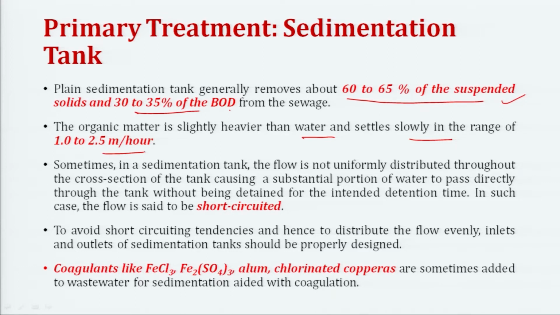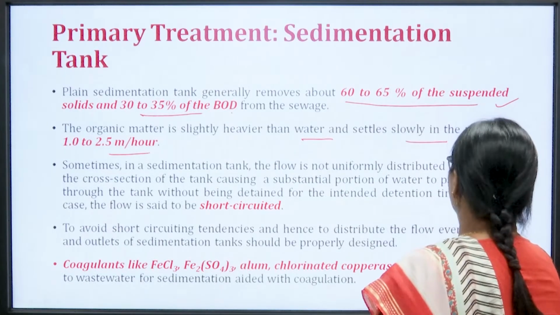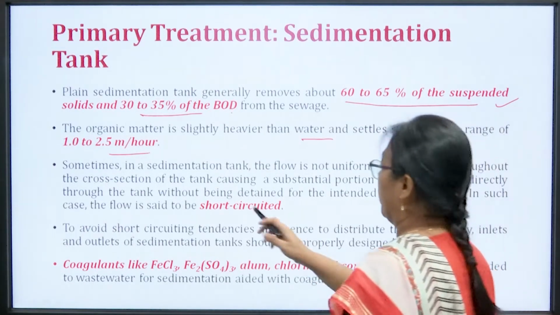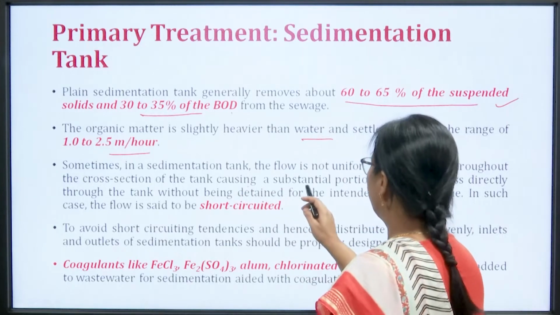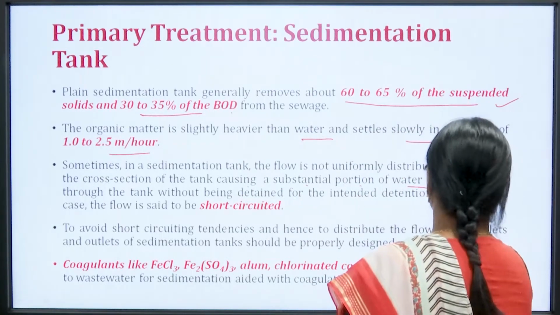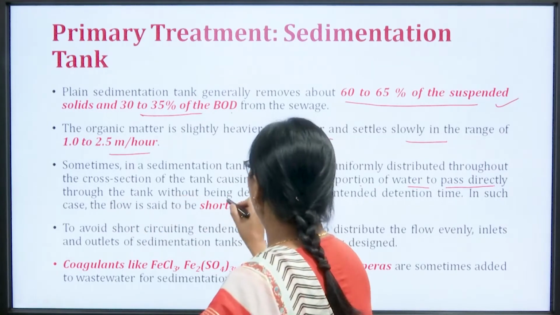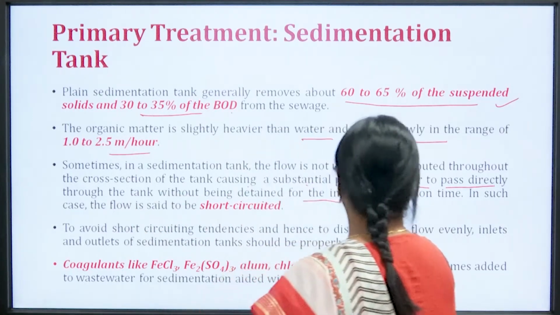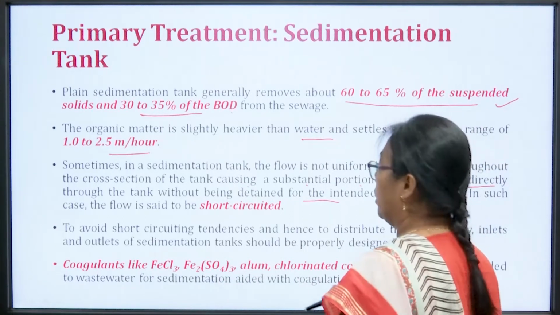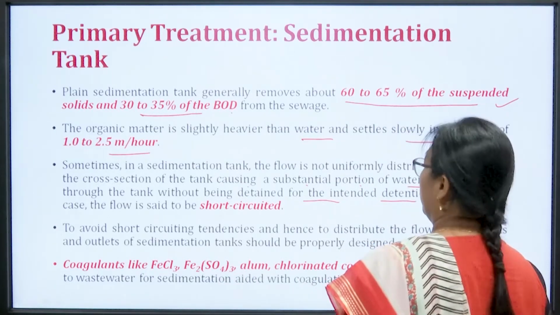Right. So, then there is another concept called short circuiting here. Okay. So, what is this concept? Sometimes in a sedimentation tank, the flow is not uniformly distributed throughout the cross section of the tank, causing a substantial portion of the water to pass directly through the tank without being detained for the intended detention period. In such a case, the flow is said to be short circuited, right.